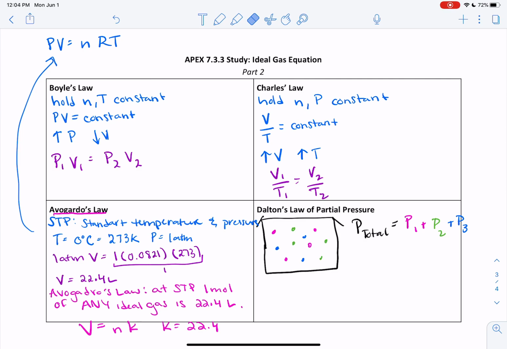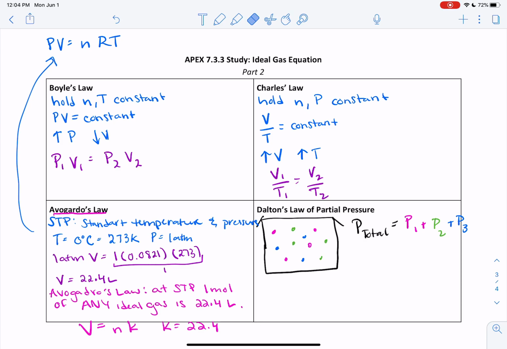So if you look at just Boyle's law, that's looking at just the pressure and the volume using the ideal gas equation. Okay? If you look at Charles' law, that is looking at just the volume and the temperature using the ideal gas equation. If you look at Dalton's law of partial pressure, this is a way of applying the ideal gas equation by saying that the total pressure in a container is the sum of the partial pressures of all of the individual types of molecules of gas in that container.